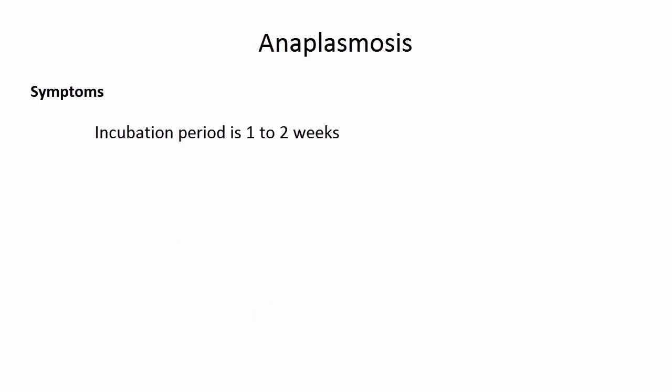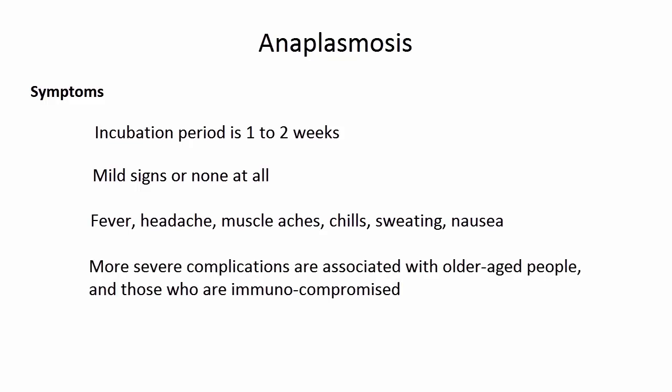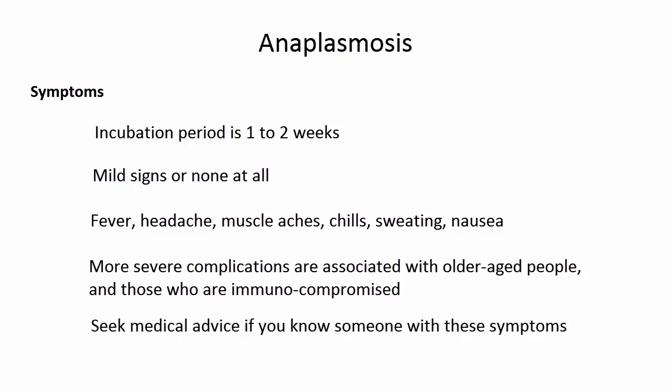Anaplasmosis symptoms. The incubation period for anaplasmosis is 1 to 2 weeks, and during this time there are only mild signs and symptoms or none at all. Several symptoms may appear, such as fever, headache, muscle aches, chills, sweating, and nausea. More severe complications are associated with older aged people, those who are immunocompromised, diabetics, and those who delay treatment. However, few people with this disease will develop all symptoms, and the number and combination of symptoms varies greatly from person to person.